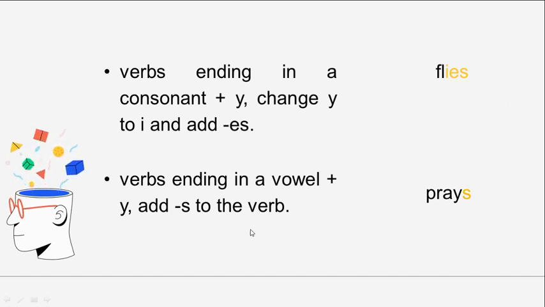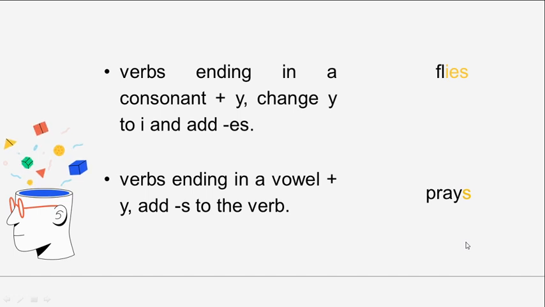Next, if the verb ends with a vowel plus y, you need to add s to the verb. Again, if the verb ends with letter y but is preceded by a vowel letter such as a, e, i, o, or u, you just need to add s. For example, pray, prays. As you can see in this example, the letter y is preceded by a vowel letter, which is letter a. So in that case, you're just going to add letter s to make it present tense. Is it clear? Okay, very good.